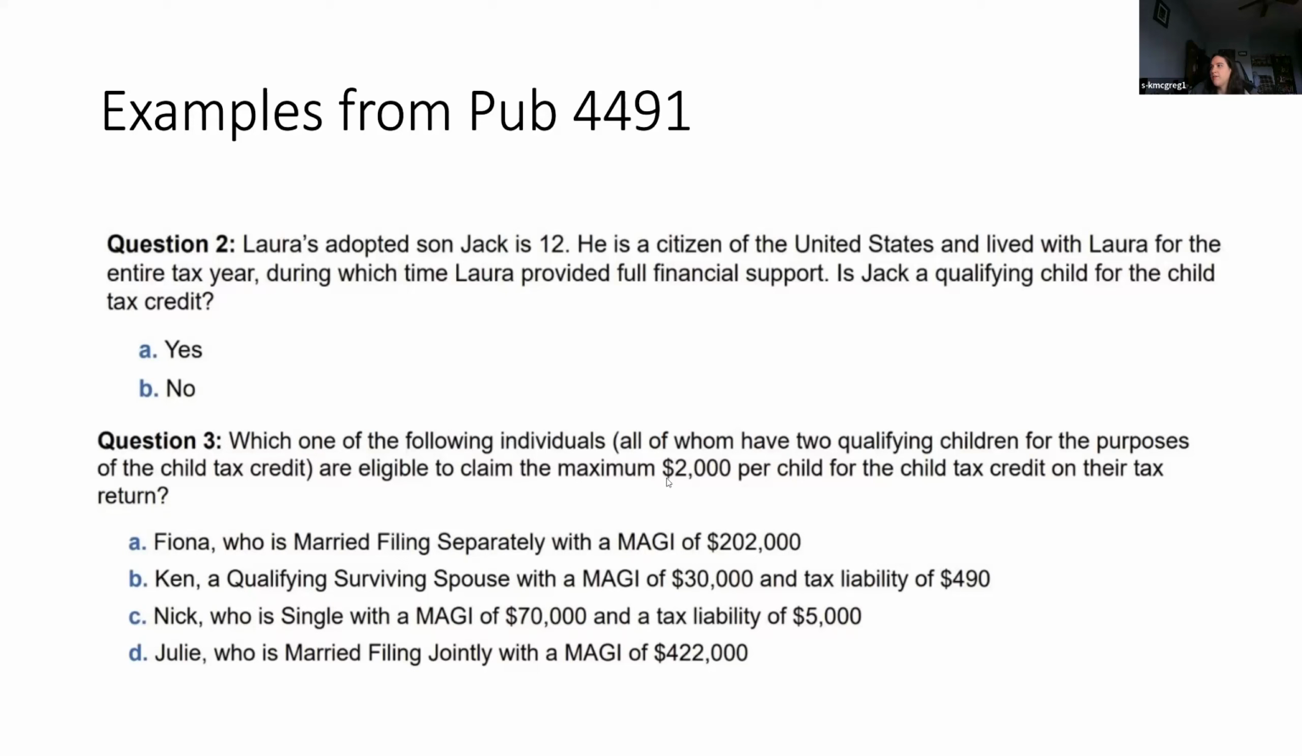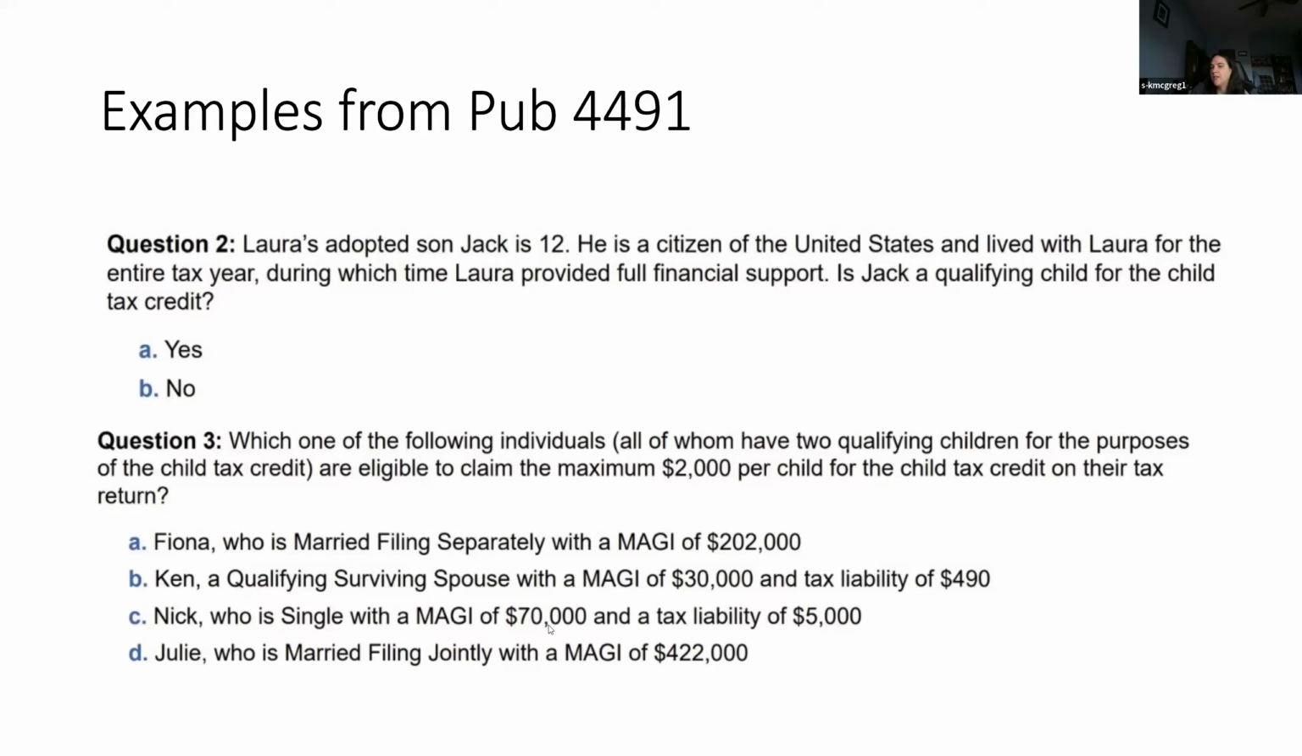Which one of the following individuals, all of whom have 2 qualifying children, is eligible to claim the maximum $2,000 child tax credit? Fiona is married filing separate, and her AGI is really high, so she's a no. She cannot. Her AGI is too high. Ken is a qualifying surviving spouse. He has an AGI of 30,000 and his tax liability is 490. He can't take the full amount because his tax liability is only 490, but he can take some. He can take 490 of it.